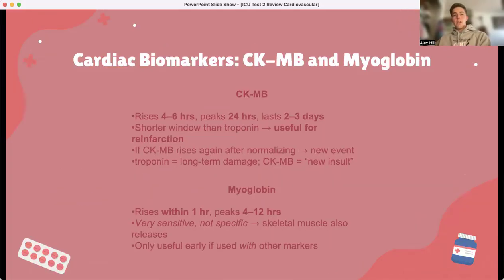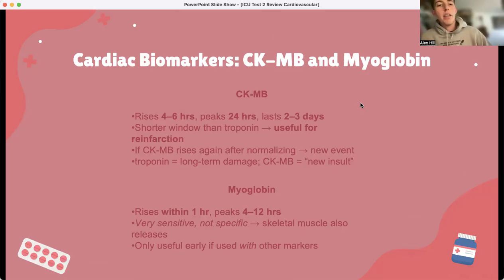So CK-MB, this is important mainly because it can tell you if there's a reinfarction, because it decreases in levels faster than troponin. So troponin will stay elevated longer, so you won't be able to tell from the troponins if you get a re-injury, but with your CK-MB you will be able to.